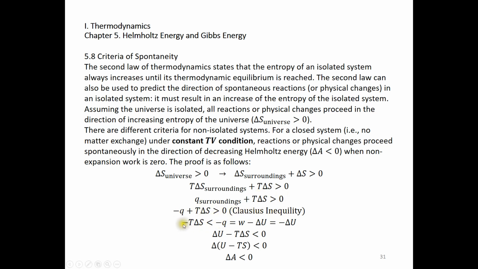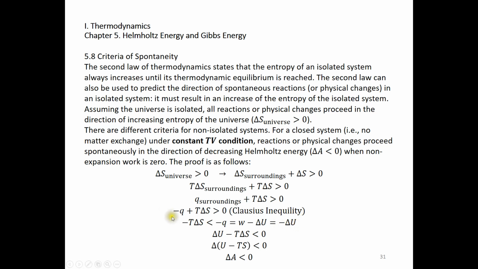Now we have this equation: negative T delta S is less than Q. Negative Q is W minus delta U. If the non-expansion work is zero, and in this constant volume condition the expansion work is also zero. Remember, we are proving that delta A is less than zero for the constant TV condition. When it's constant volume, there's no expansion work, and when there's no non-expansion work, this work is simply zero. Then we have negative T delta S is less than negative delta U.